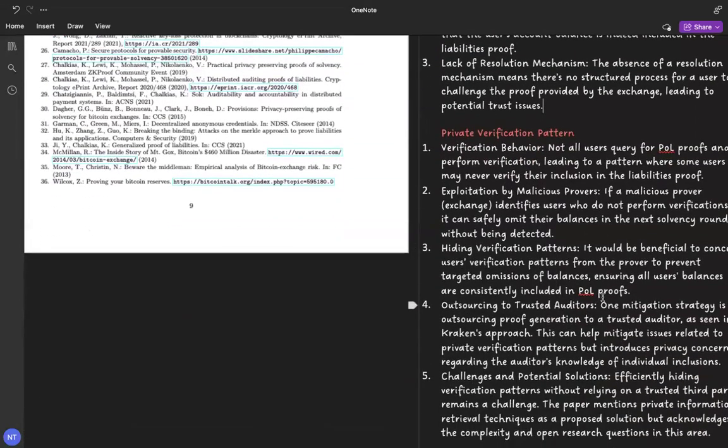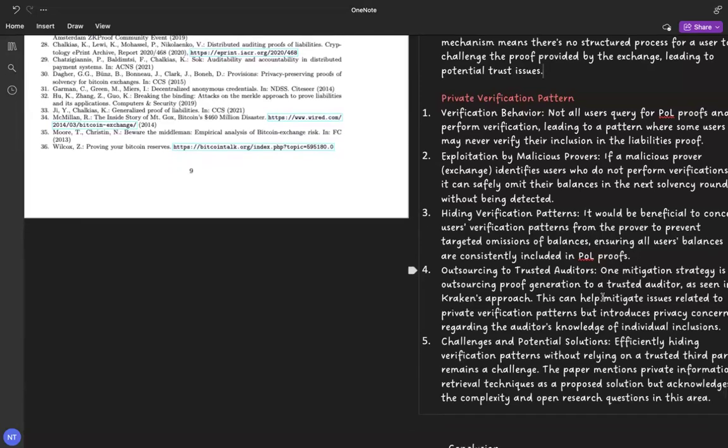The last concern is the private verification pattern, which basically means that when a user is verifying their balances with the exchange, the prover can learn which users are verifying it. And then systematically, in the next round of producing the proof of liability scheme, they could exclude, with high probability, users who are going to verify their balances, and thus reduce their liabilities.